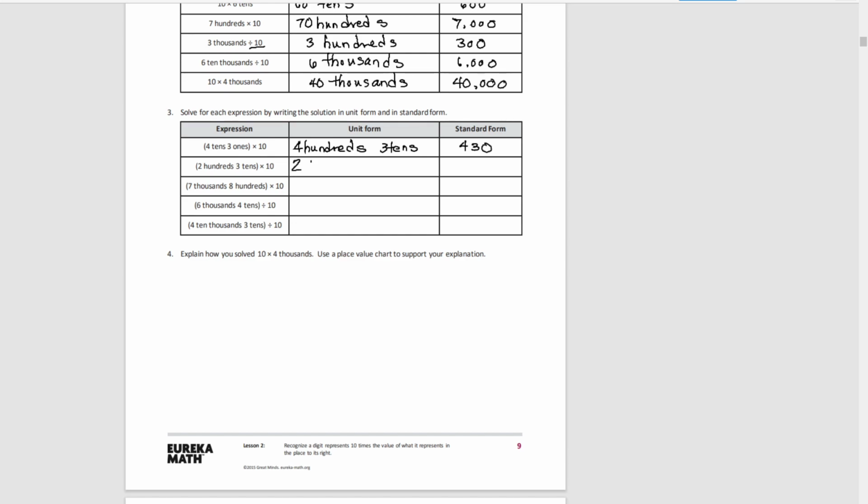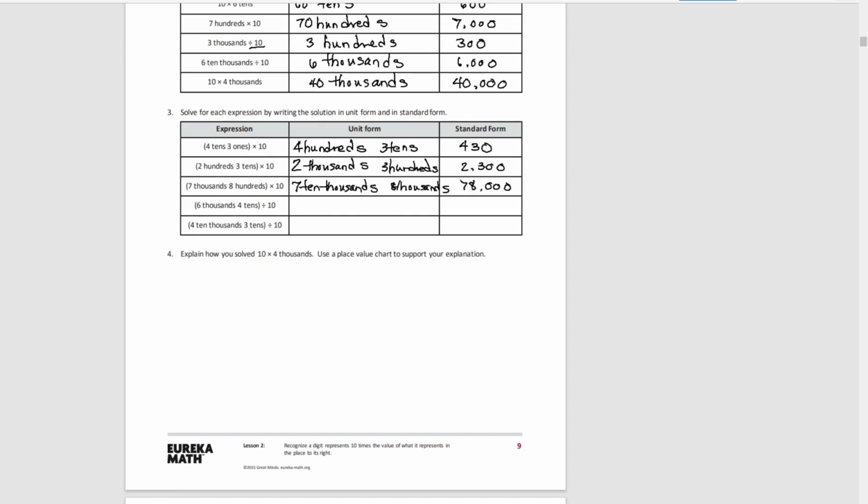This would become 2,000s and 300s, which is 2,300. Then 7,000s, 800s times 10 would be 7 10,000s and 8 thousands. That would be 78,000.